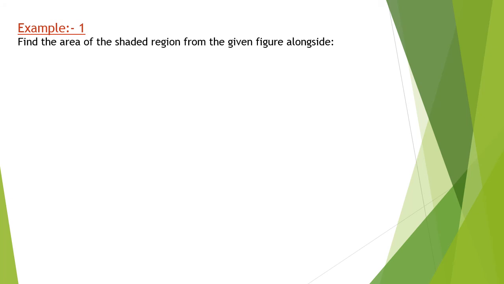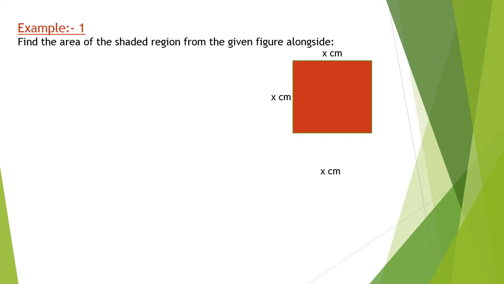shaded region from the given figure alongside. Now this is a figure, and its measurement of side is x cm, so we can easily guess it is a square, and there is another square of 2 cm, and as all sides are equal, we can easily say it is also a square. So we have to find the area of this shaded region. Shaded region means the part in red color.